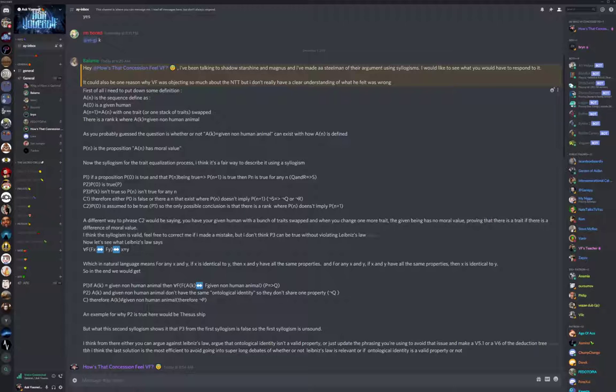Okay, Q and R. Then P2 should be a Q. Premise two is actually Q. Yeah, you're right. And premise three doesn't even have any notation, so let's see. Okay, so it's not S, not S. P2 is not S. PK isn't true, so it isn't true for any N.